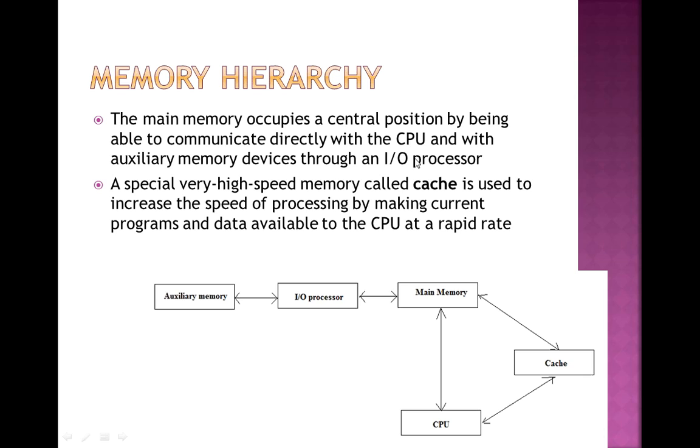A special very high-speed memory that is known as cache is used to increase the speed of processing by making current programs and data available to the CPU at a rapid rate. That is, the cache memory is used to execute instructions in a faster way as compared to the main memory. It makes the current data or program available to the CPU at a high speed.